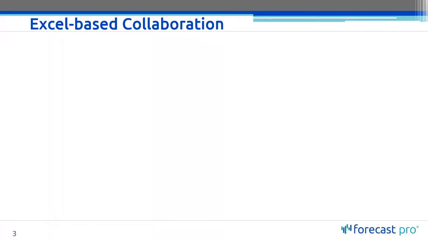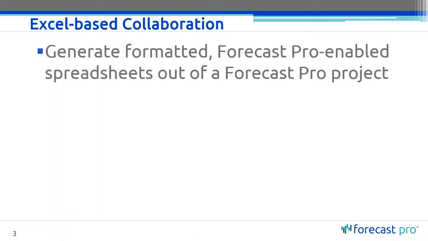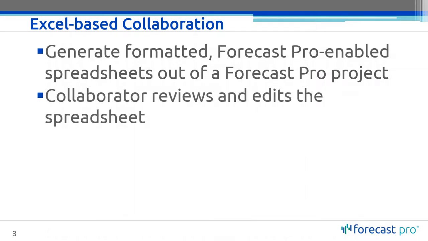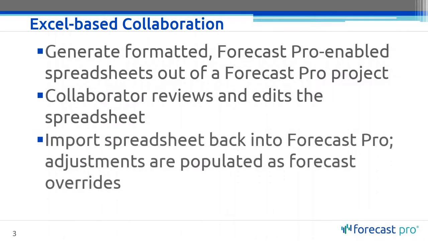The latest version of Forecast Pro introduces a new Excel-based collaboration system. This new functionality allows you to easily generate formatted Forecast Pro-enabled spreadsheets directly out of a Forecast Pro project, which can then be reviewed and edited by a collaborator. We can then seamlessly import these spreadsheets back into Forecast Pro, populating those adjustments as forecast overrides. In this short video, we'll take a look at how this functionality works.